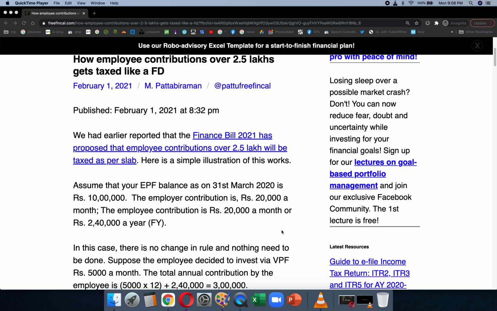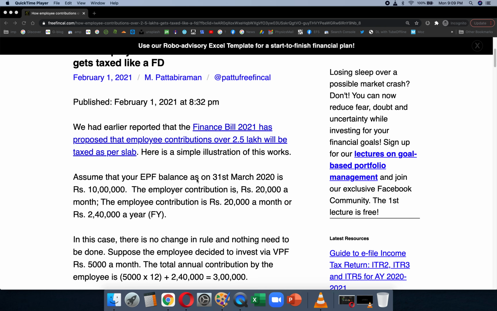But suppose you decide to invest via VPF 5,000 rupees a month in addition, then your total contribution will be 5,000 into 12 plus 2,40,000. So 60,000 plus 2,40,000 will be 3 lakhs.